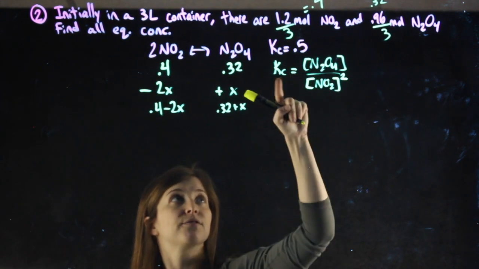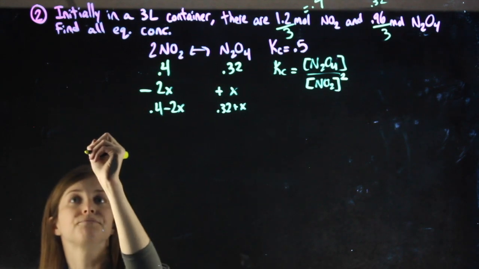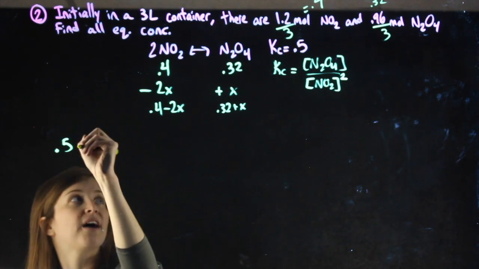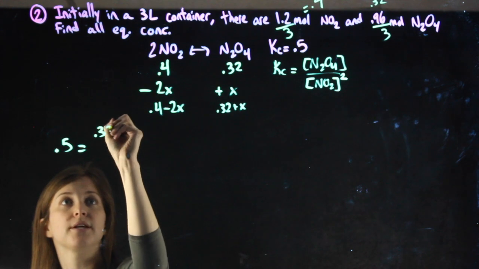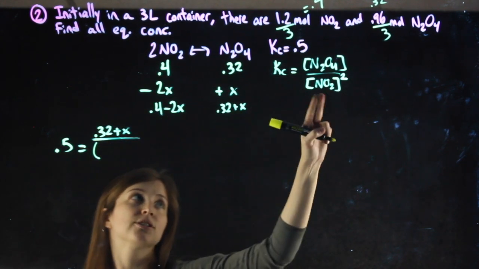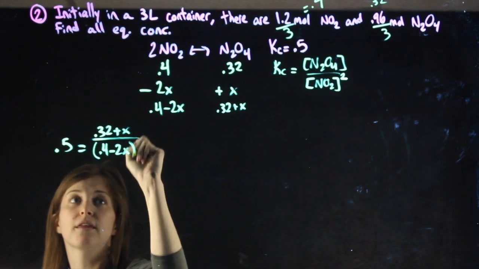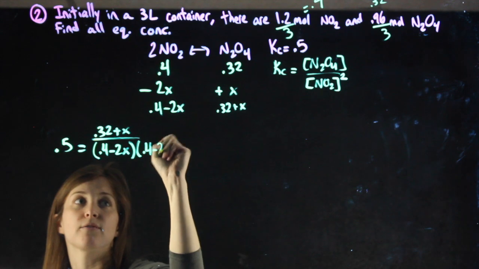Plugging this value in for Kc and these values in respectively, I'm going to start over here. 0.5 equals 0.32 plus x over 0.4 minus 2x, squared. So I'm going to write that so I don't mess up the math. Instead of writing the squared, I'm going to write it like this.